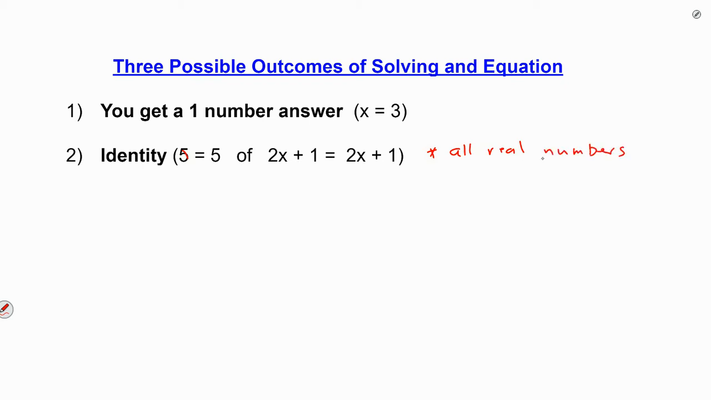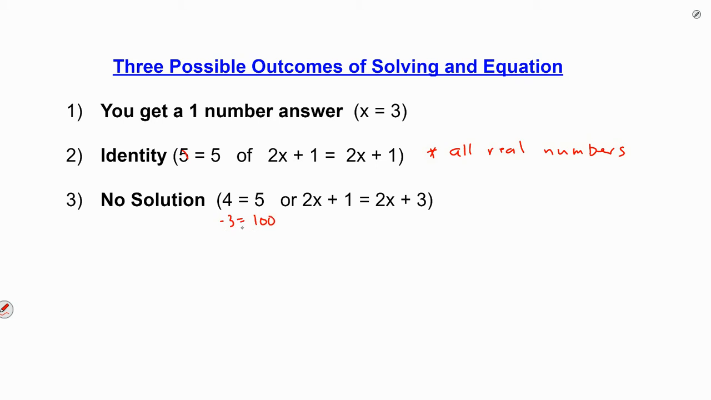So you have that option: it's all real numbers. And then the last one is no solution. It's no solution when you solve and you get something like 4 equals 5 or negative 3 equals 100, where you have 2 numbers equal to each other and they're not the same. Or something like this where your variables match but your constants don't, so 2x plus 1 equals 2x plus 3. This has no solution. You can't plug in any value for x to make this true.